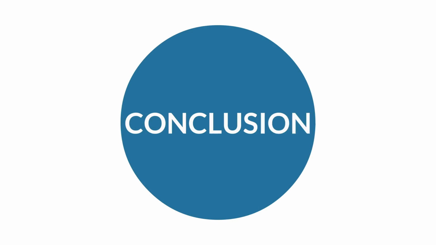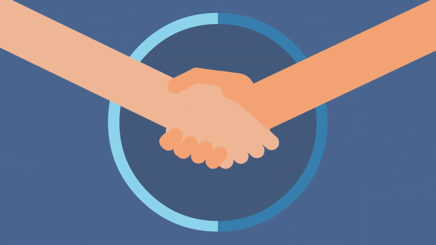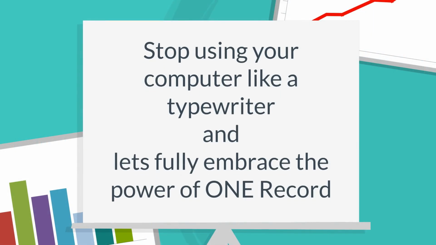In conclusion, one record will enable collaboration beyond our ecosystem and will help to improve the competitiveness of our industry. With K-ARGOS, you can upload, load, and search, which can help make airlines more dynamic in powering global trade more efficiently. Stop using your computer like a typewriter and let's fully embrace the power of one record.